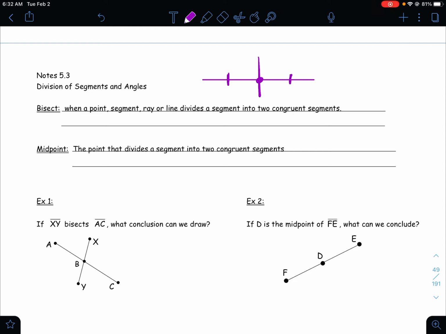The midpoint is a point that divides a segment into two congruent segments. So if we look at the picture I just drew, this would be the midpoint. So the midpoint bisects. All right.